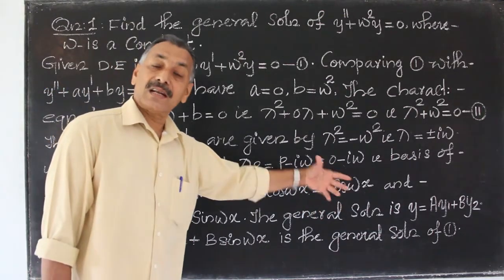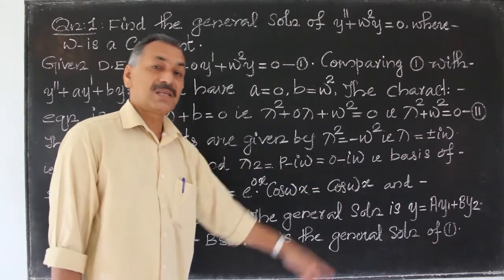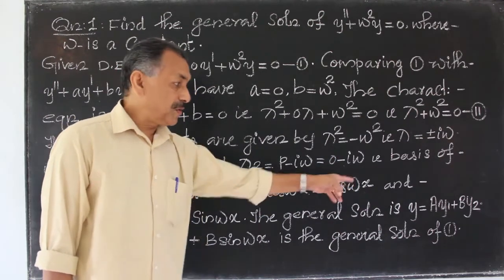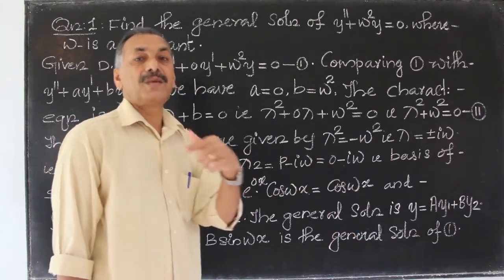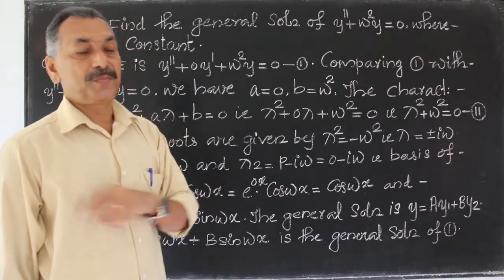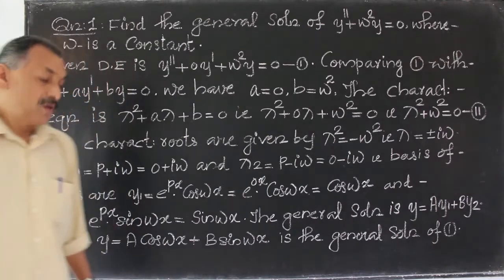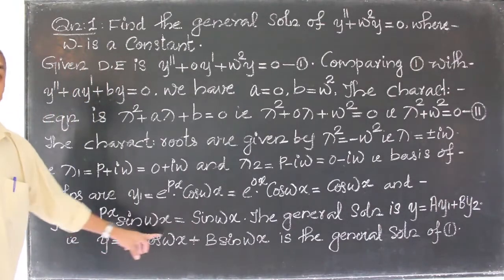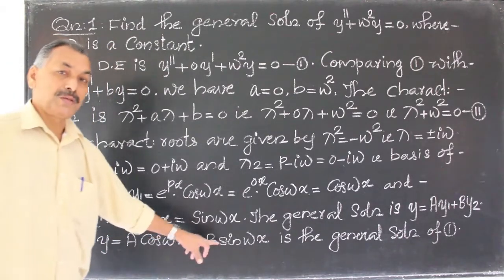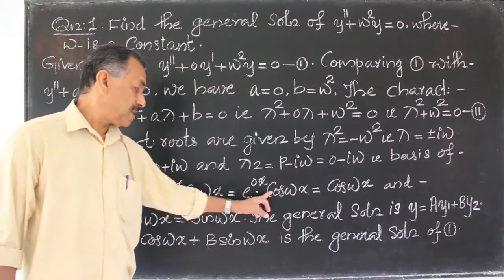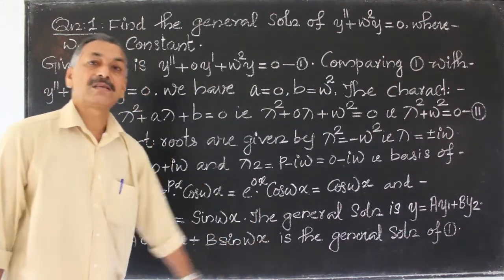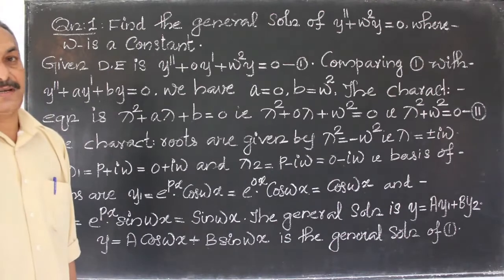Then what is the general solution? The general solution is given by a·y1 + b·y2. Usually we write c1 y1 + c2 y2, but in this case a·y1 + b·y2. That is y = a cos ωx + b sin ωx, which is the general solution of this equation.